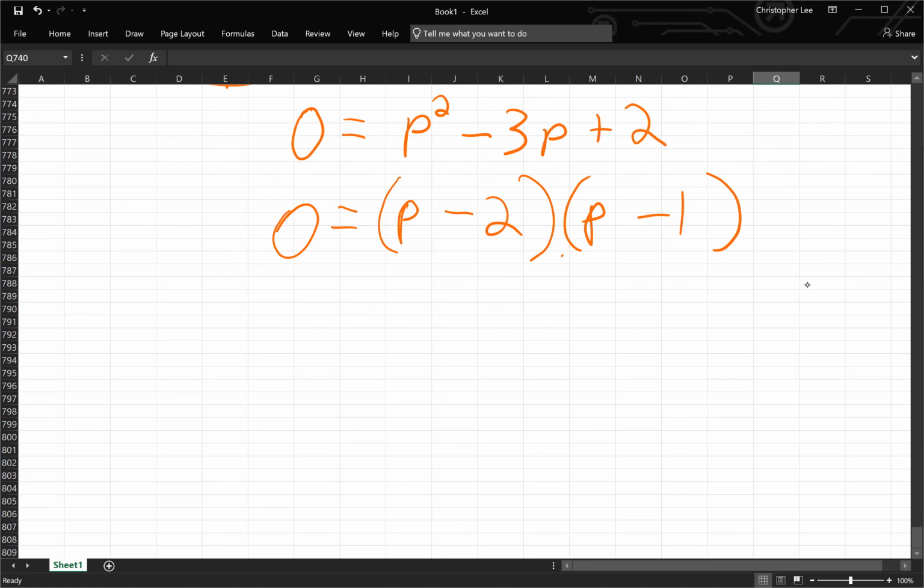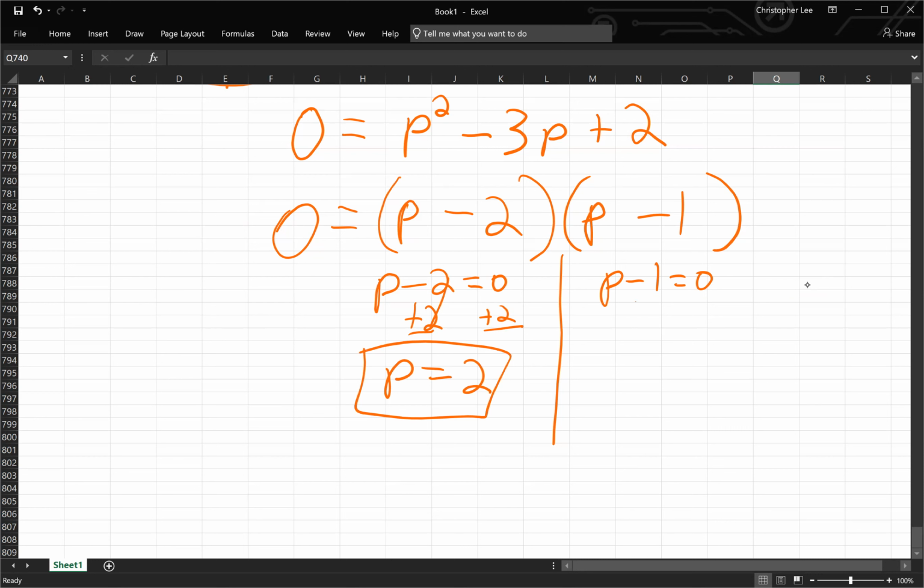And then after that, you already know, set them equal to 0. So I have P minus 2 is equal to 0. P minus 1 is equal to 0. Just solve for P. I'm gonna add 2 over here. What I do to one side, do to the other. So I have P is equal to 2. And I'm gonna add 1 over here. What I do to one side, do to the other. So I have P is equal to 1. That's not bad, right? You know I gotta check it.